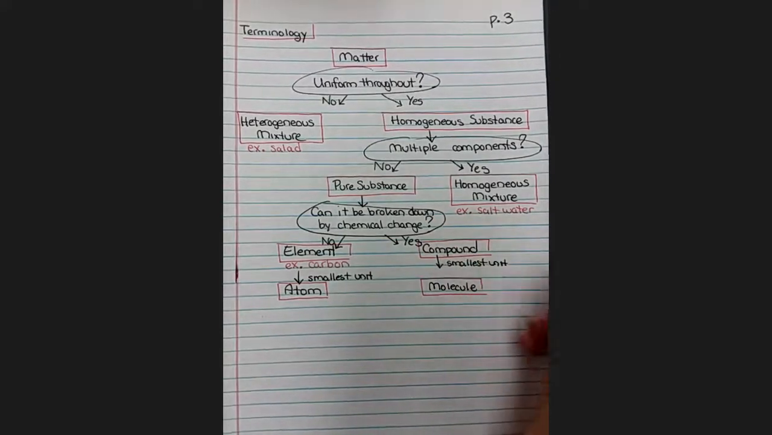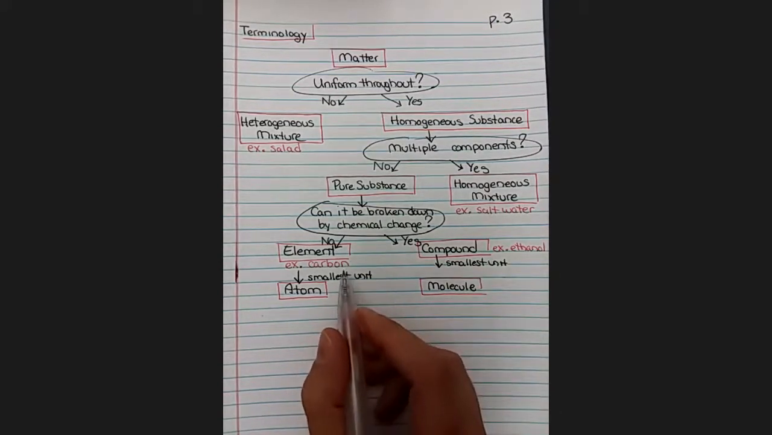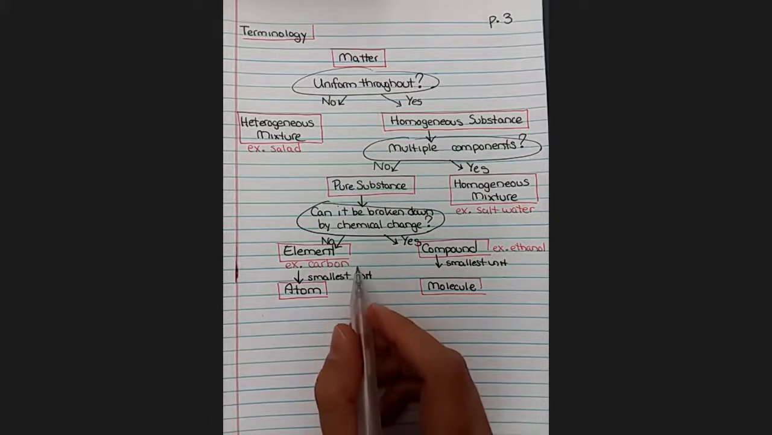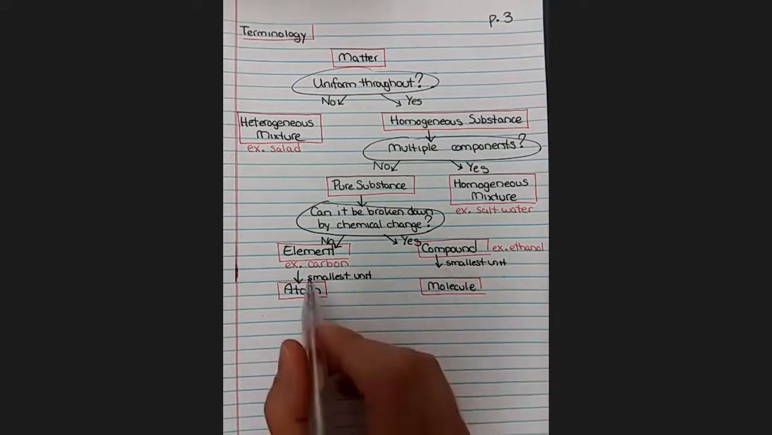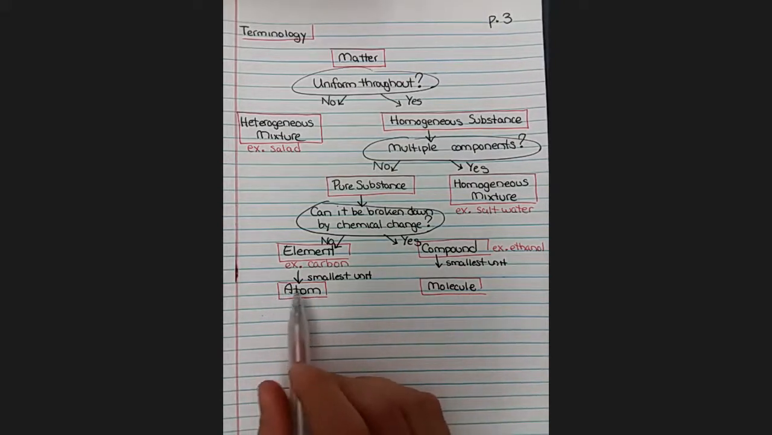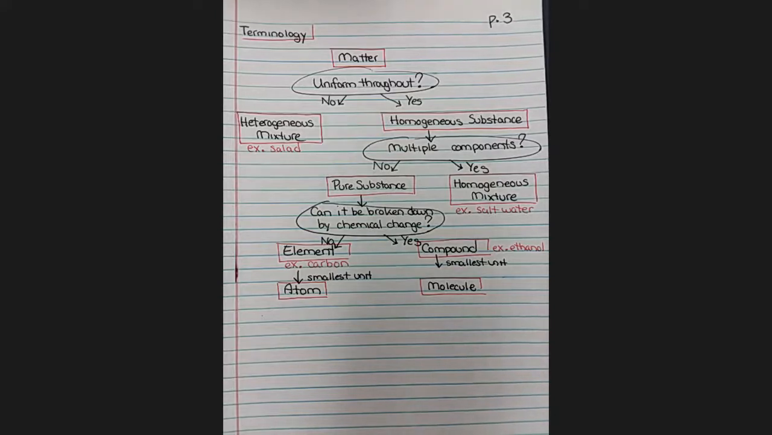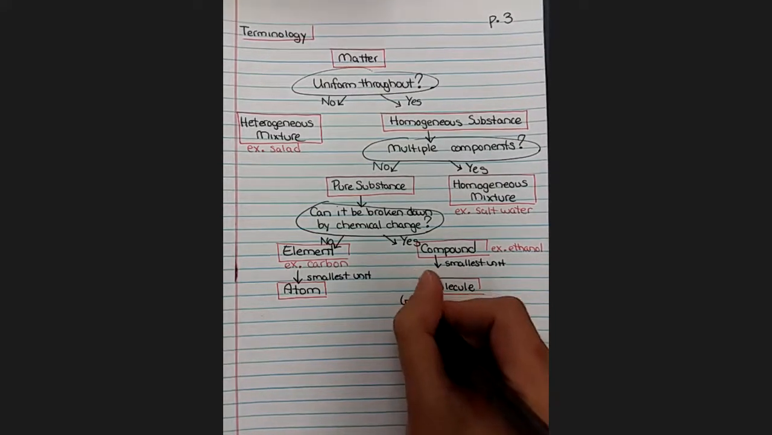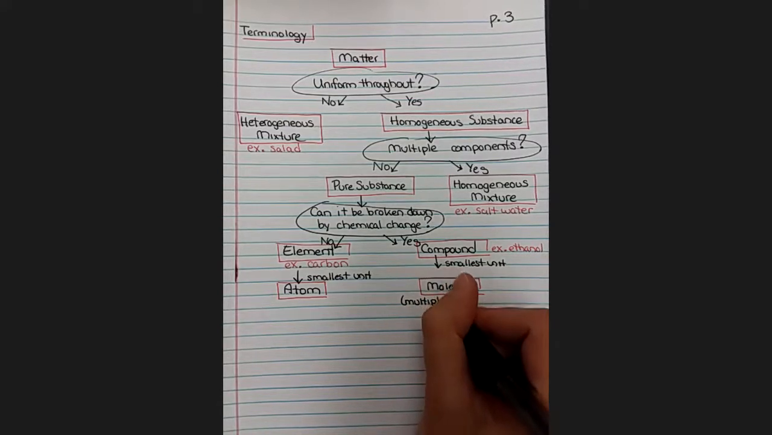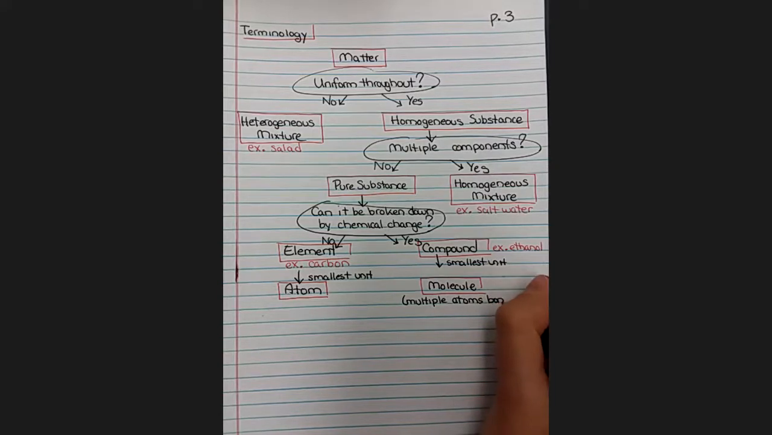So one example of a compound could be ethanol. So ethanol contains the element carbon. It also contains the element oxygen and the element hydrogen. So compounds are made up of multiple elements. And so molecules are made of multiple atoms. An atom is the smallest unit of an element, and there are several elements in a compound, and those atoms of those elements together make up a molecule. So a molecule is multiple atoms bonded together.